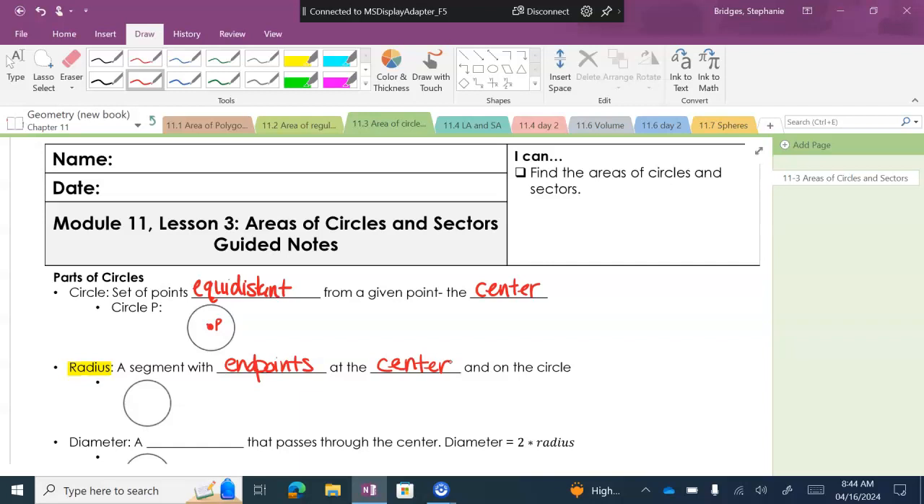So here's what a radius looks like. Here's my center. The radius is going to go from the center to the outside edge of the circle. That's what they mean, from the center to the edge of the circle. Okay, a radius is only halfway through the circle.